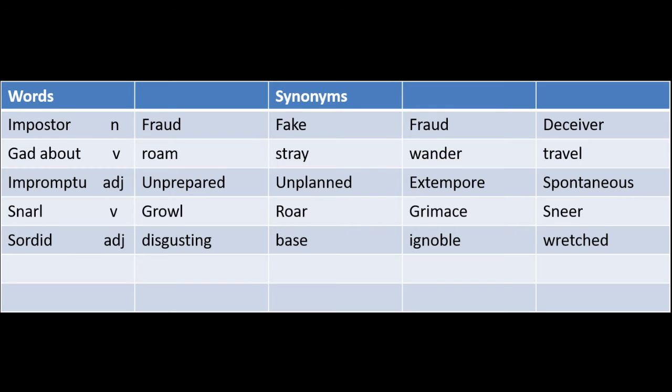Impromptu again is a very, very important word. It is an adjective. Urdu mein isko kehte hain bagair irade ke, bagair maksad ke, bagair tayar hue hue. English mein iske equivalent words hain unprepared, unplanned, extempore or spontaneous. Next word is snarl, which is a verb. Ye gusse ki awaz ko kehte hain. Its equivalent words are growl, roar, grimace or sneer. Next word is sordid, which is an adjective. Its synonymous words are disgusting, base, ignoble, wretched.